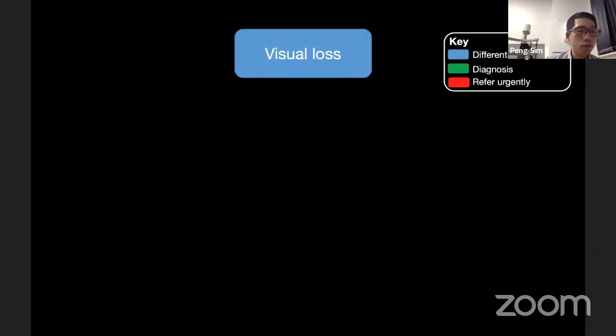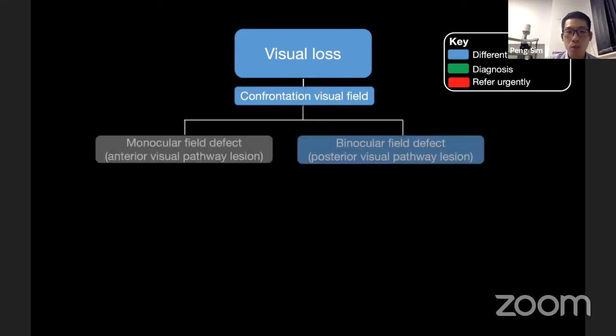So, okay, the next algorithm, just quickly talk you through this, is visual loss, because this is another very, very common presenting complaint by patients. The key step in visual loss is to do a confrontation visual field test when you see them in A&E or GP. And the first thing you want to know, again, like I said, we are sort of obsessed in ophthalmology to know whether it's one eye or two eyes. So the key question is whether it is monocular or binocular.